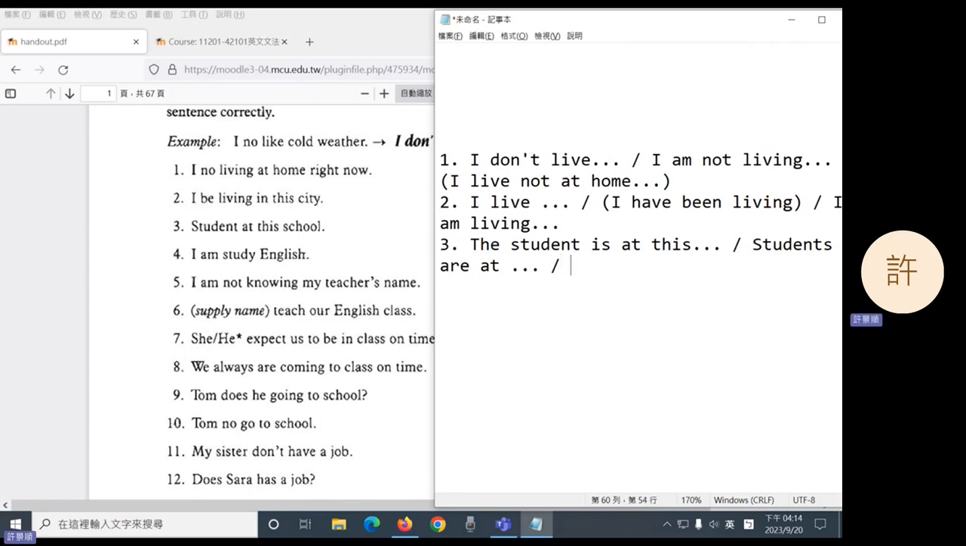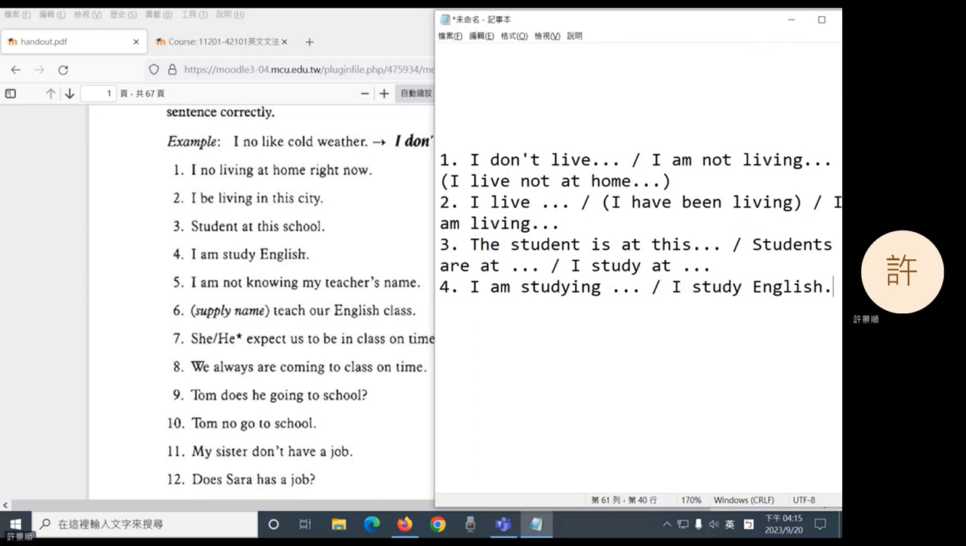I think another answer could be maybe they want to say the verb study. Maybe student study. This could be a mistake. Next one, number four. I am study English. What is one possible answer? I am studying. Good. What is another possible answer? Yes. I study English. So what is the, again, what is the difference between these two sentences?